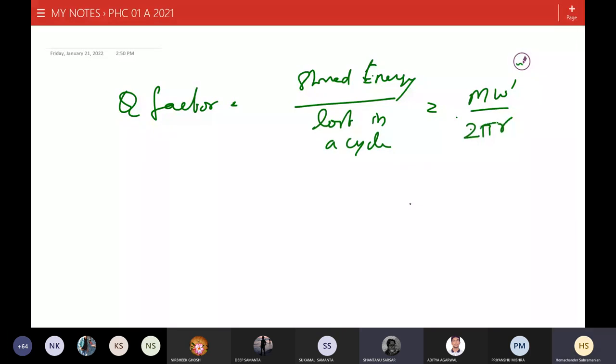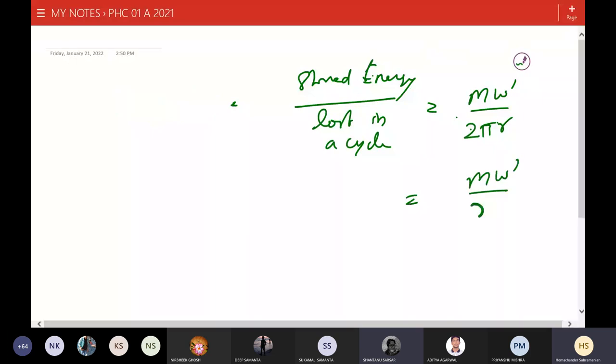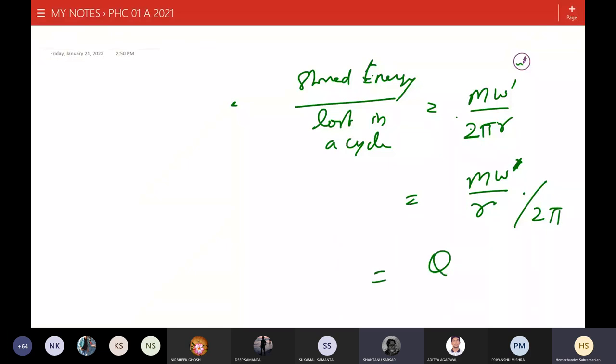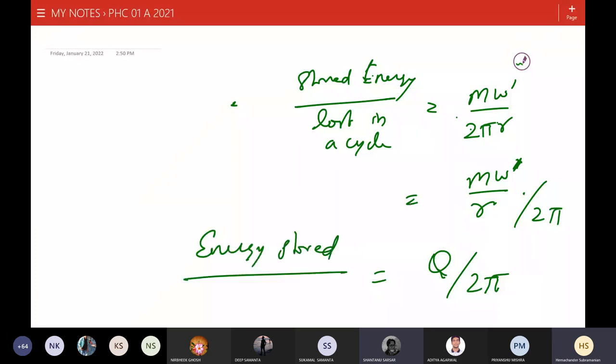So basically, I wouldn't define this as the Q factor. The Q factor is already defined, which is M omega prime over R. This is the Q factor divided by 2 pi, which is Q by 2 pi. So the energy stored in the system divided by energy lost per cycle is Q by 2 pi. Does it make sense?